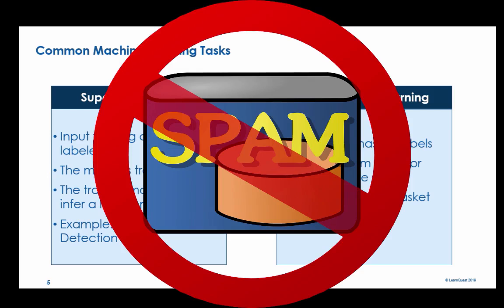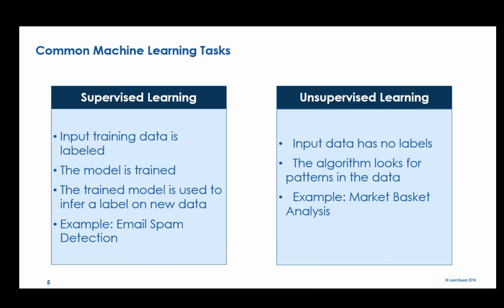A good example of supervised learning is email spam detection. Is this email a spam or not? And then we can have an application based on whether it's spam or not give us that message if it is. A good example of unsupervised machine learning, on the other hand, is when the input data has no labels.